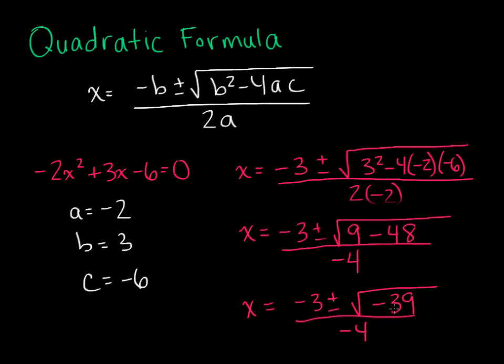And what we realize at this point is that we can't actually simplify any further because we can't take the square root of negative 39. And so using the quadratic formula here, we've discovered that this quadratic equation actually has no solution.